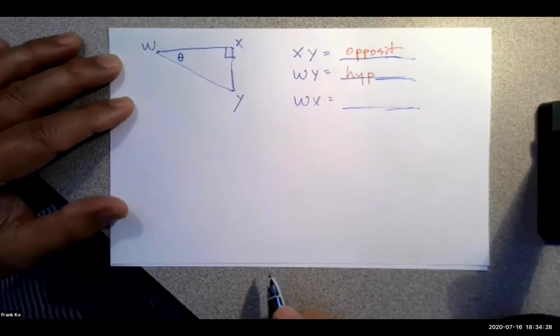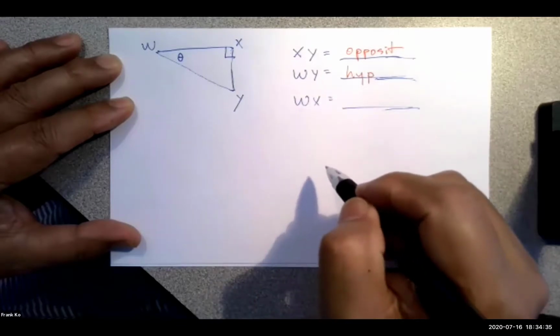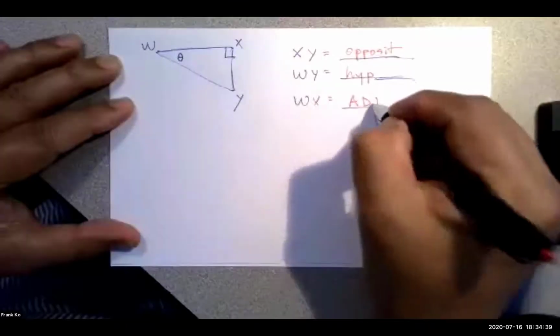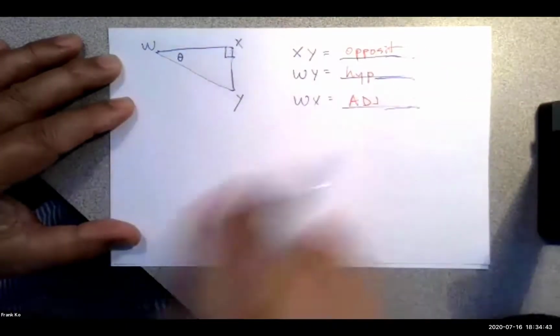And then the remaining side, Tawan, WX. Adjacent. It would be called adjacent, and I'm going to abbreviate that ADJ. Okay, is everybody all right with how this is designated?